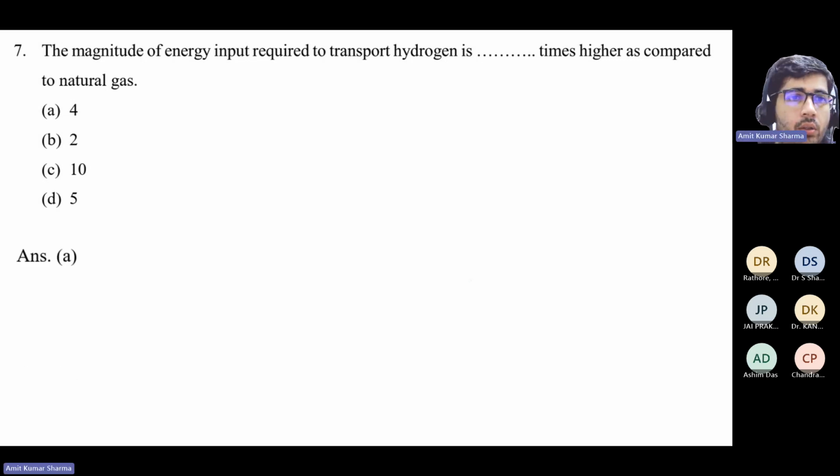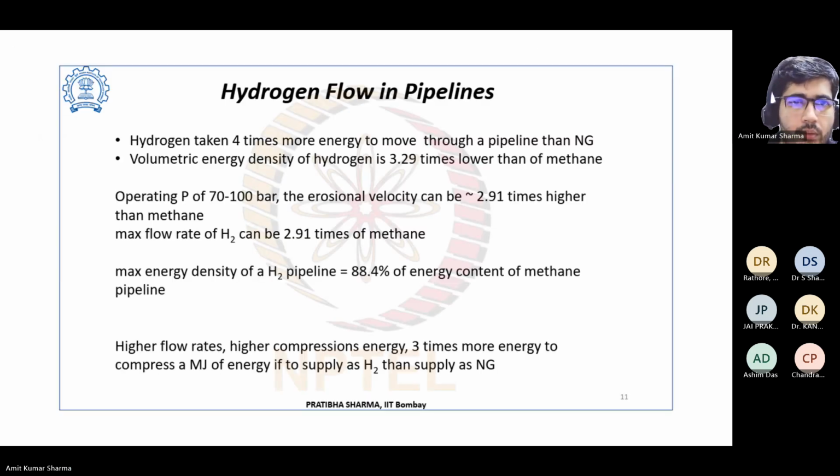Yes, it's correct. So the energy input required is 4 times higher as compared to natural gas. Hydrogen takes 4 times more energy to move through a pipeline than natural gas, because the volumetric energy density of hydrogen is 3.29 times lower than that of methane. At an operating pressure of 70 to 100 bar, the velocity can be 2.91 times higher than methane. Max flow rate of H2 can be 2.91 times that of methane.